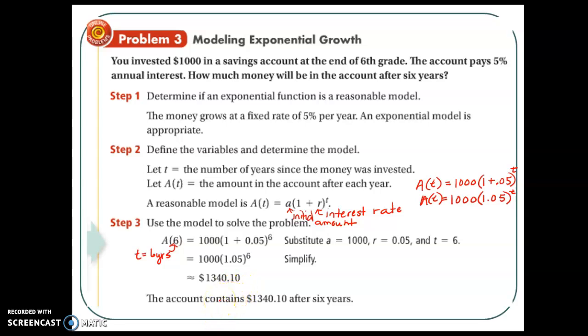So the account made you $340 after 6 years. Doesn't sound like a lot, but you didn't have to go out and work for it. The money worked for you. So that makes sense.